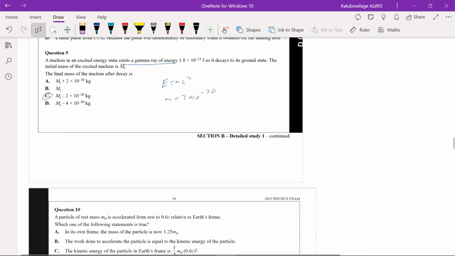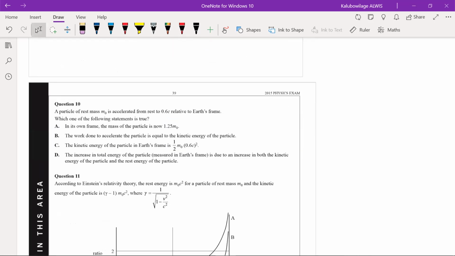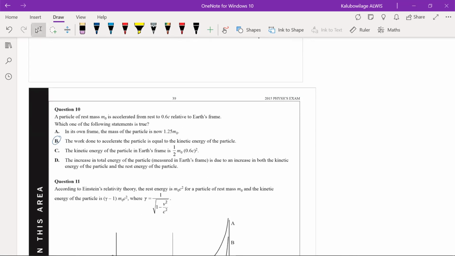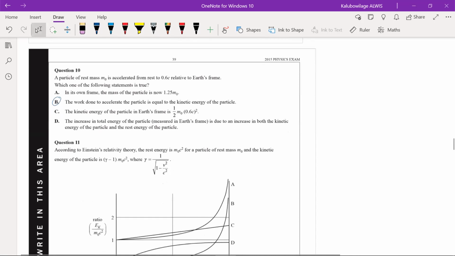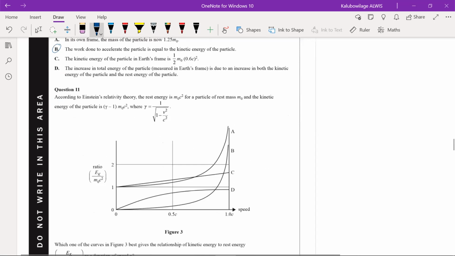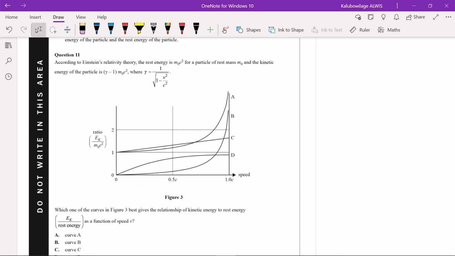A particle of rest mass m is accelerated to 0.6c relative to Earth's frame. This will take a lot of time to do with formulas, but we always know that the work done is equal to the kinetic energy of the particle. The rest energy will not increase. According to Einstein's theory of relativity, the rest energy is mc squared for a particle of rest mass m, and the kinetic energy of the particle is this.